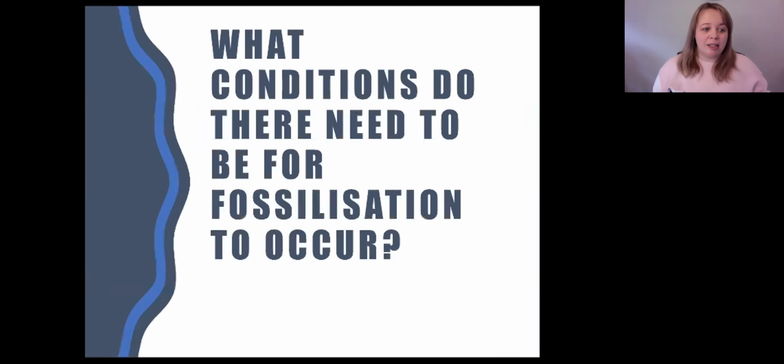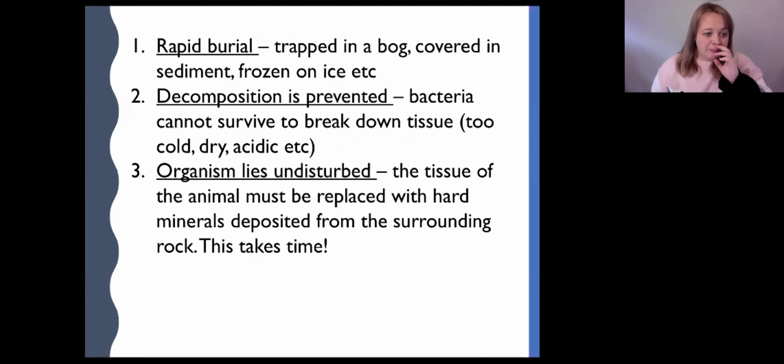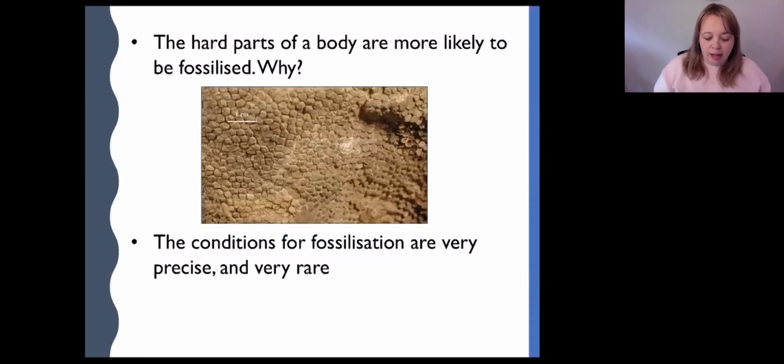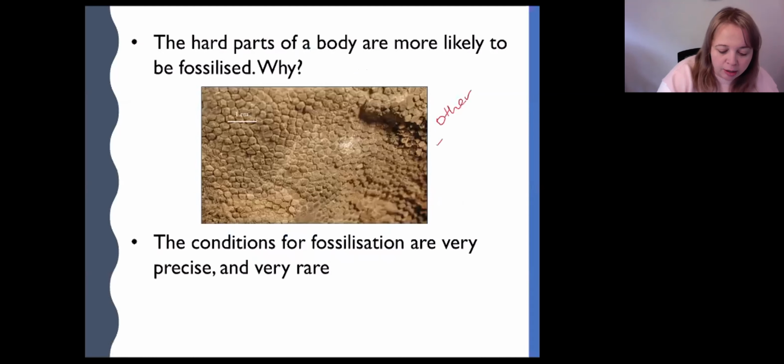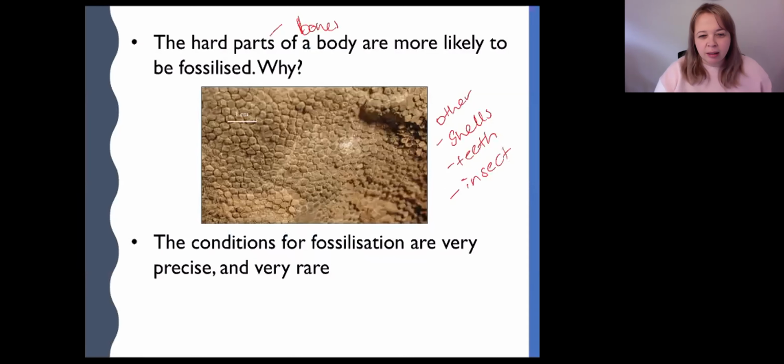What other hard parts can you think of? Other hard parts might be shells, might be teeth, might be insect casings, something like that. So the hard parts are way more likely to be fossilized.